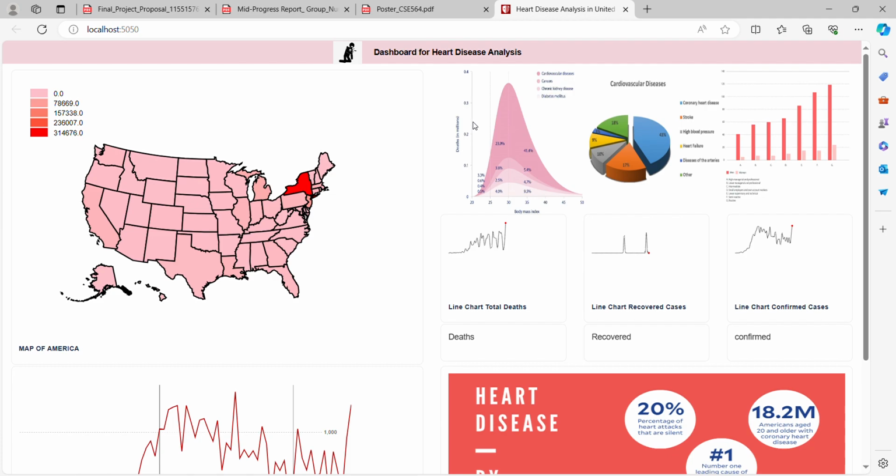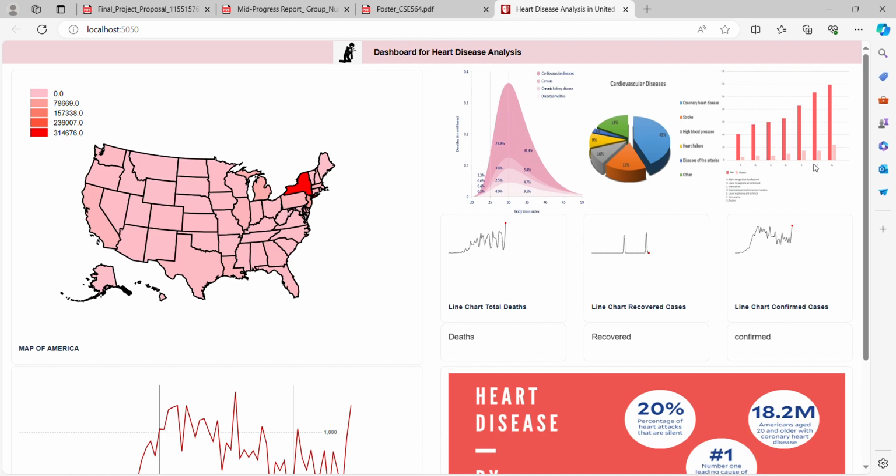Now you can also see this chart, where cardiovascular diseases are the highest, in comparison with other diseases like cancer and diabetes. Based on body mass index on the x-axis and the deaths, cardiovascular disease has the larger stacked area, which is why its peak is higher.